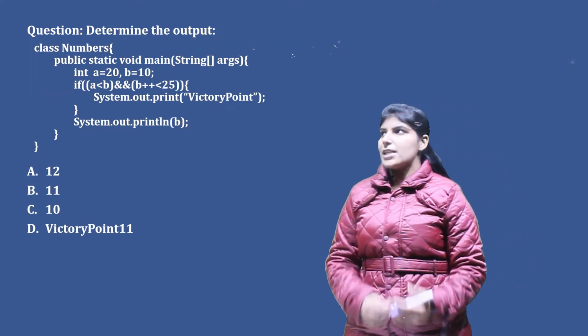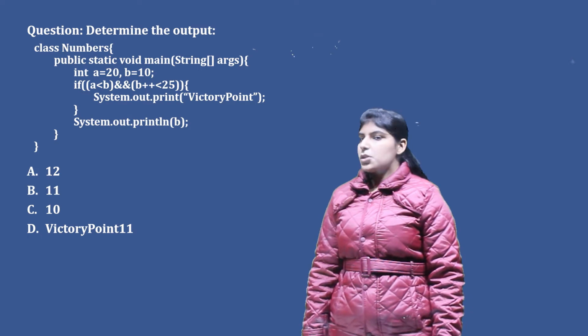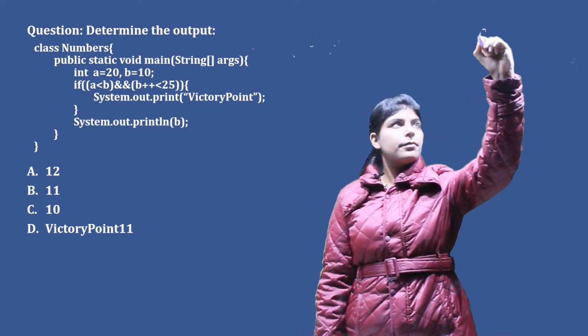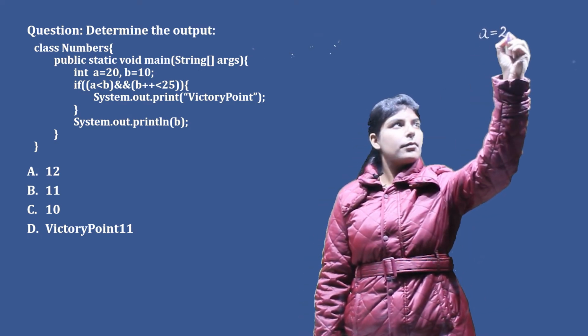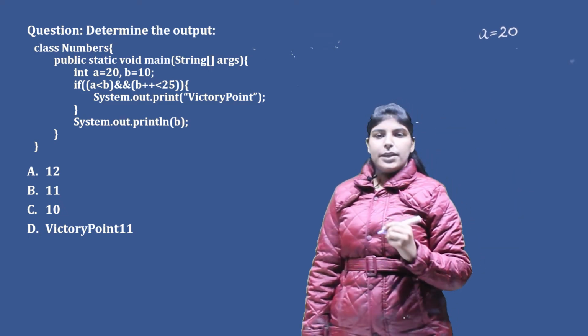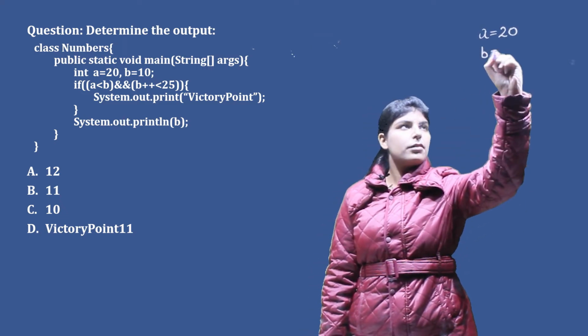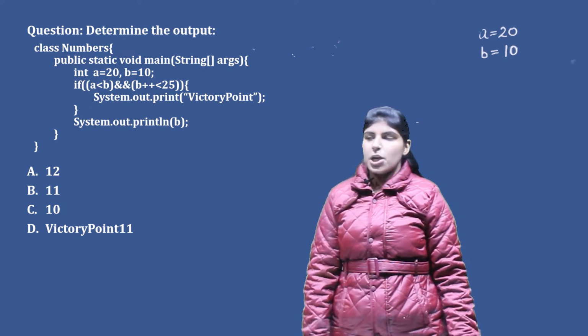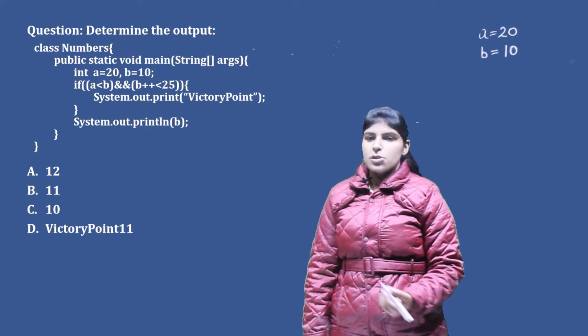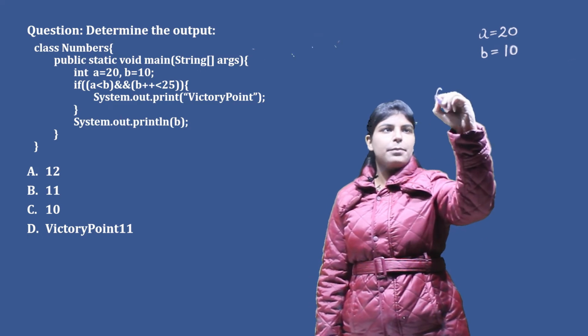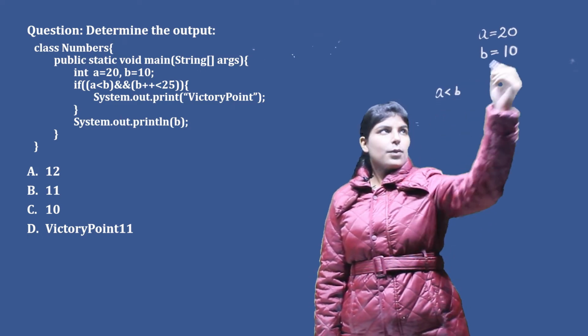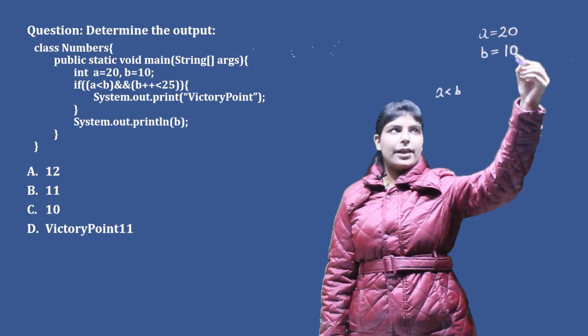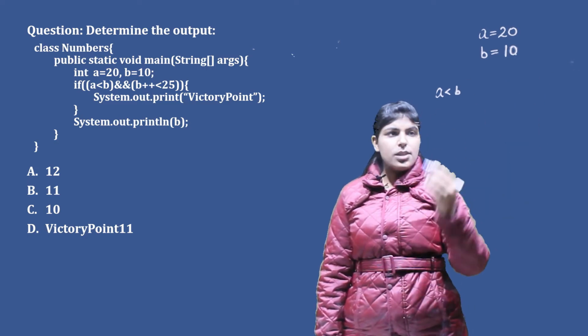So let's see the next question. Here I have two integer variables A and B. So the value of A is 20 and the value of B is 10. In the if statement, I have two conditions which are logically connected with AND. So the first condition is A less than B, 20 less than 10. So this condition is false.